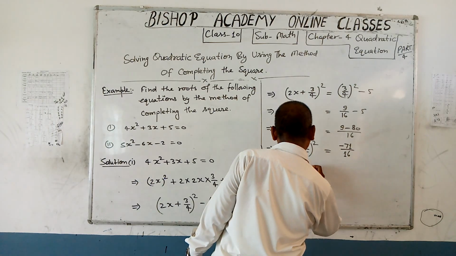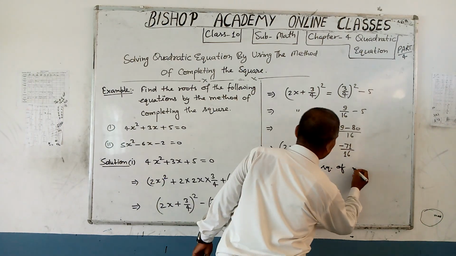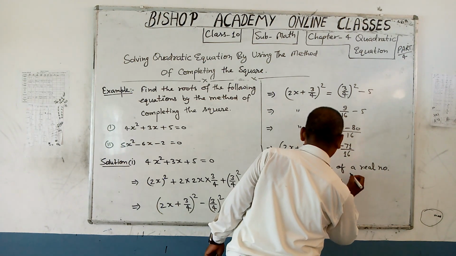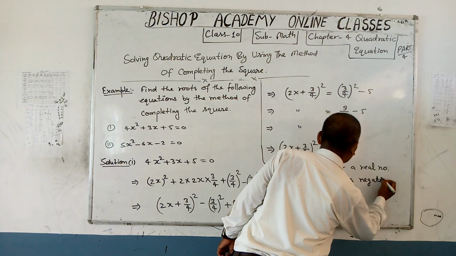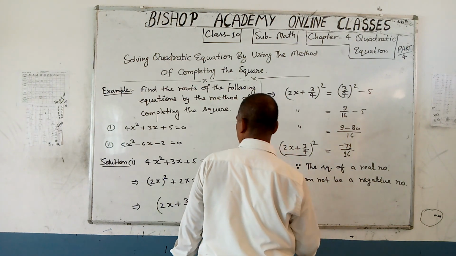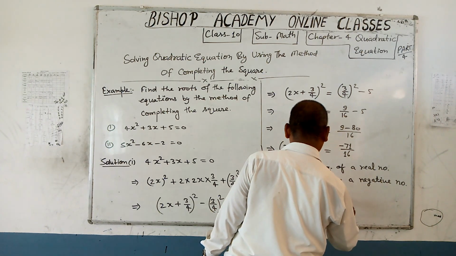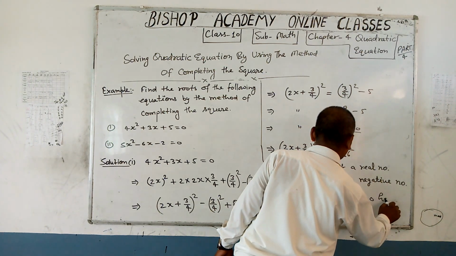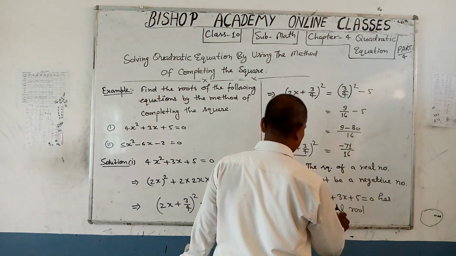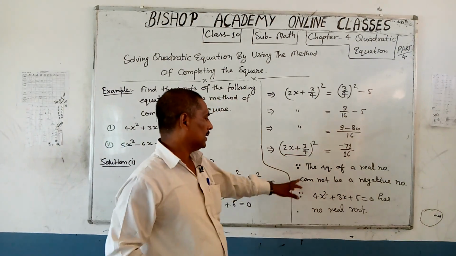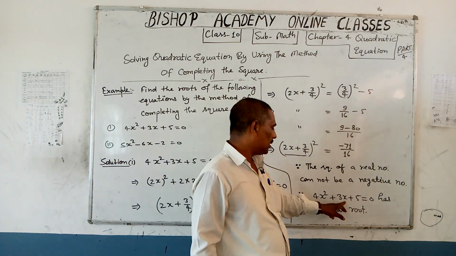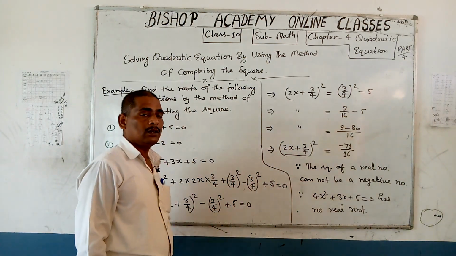Since the square of a real number cannot be a negative number, hence 4x square plus 3x plus 5 is equal to 0 has no real root.